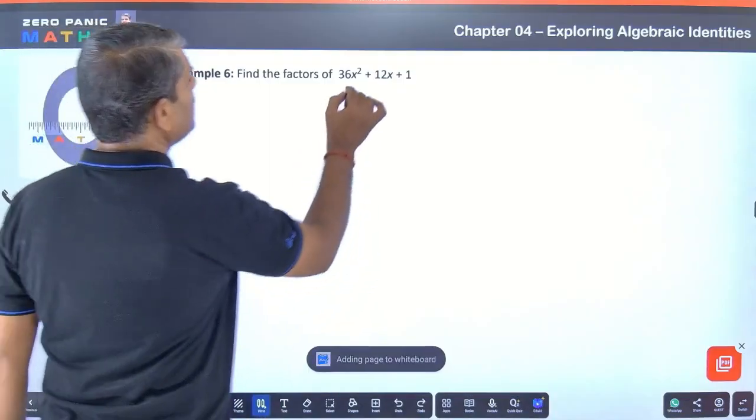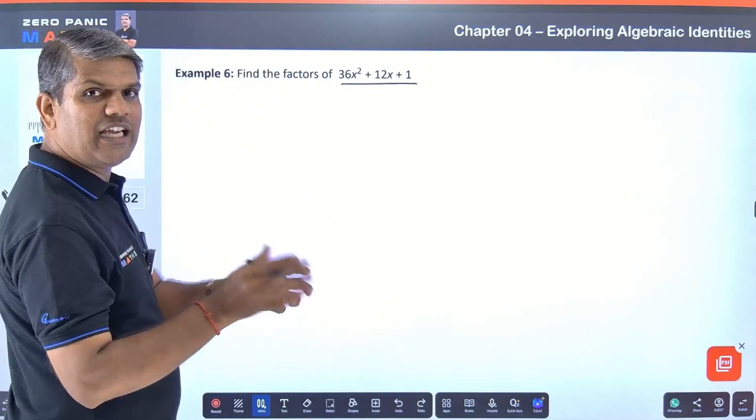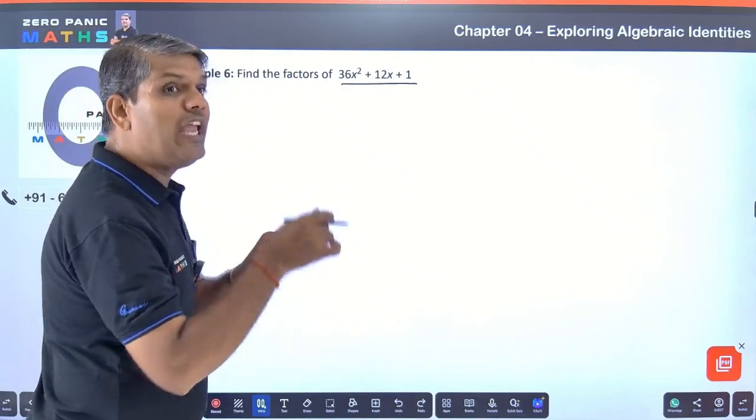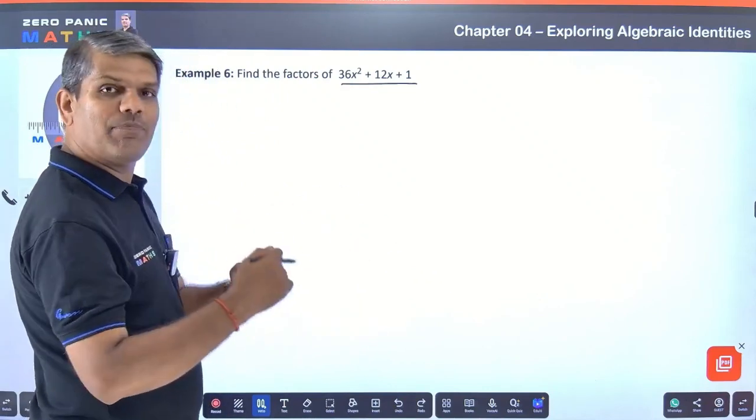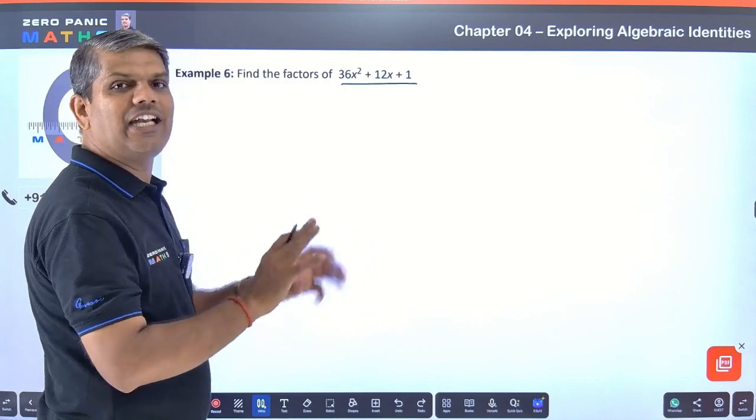Find the factors of this. Listen to me carefully. How I am adjusting a and b and 2ab so that I can get a plus b whole square as my result, so that I can directly write the factors.